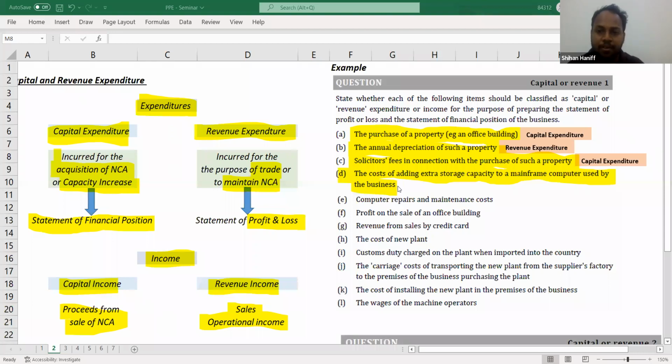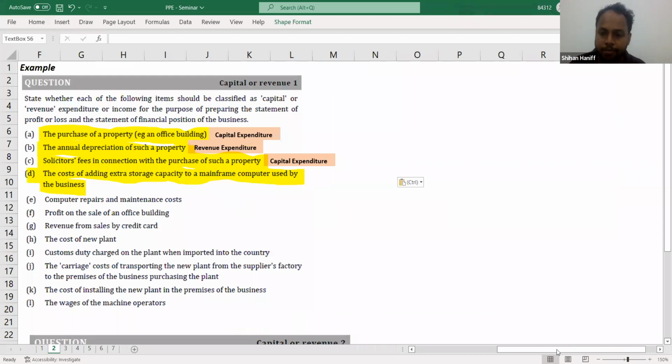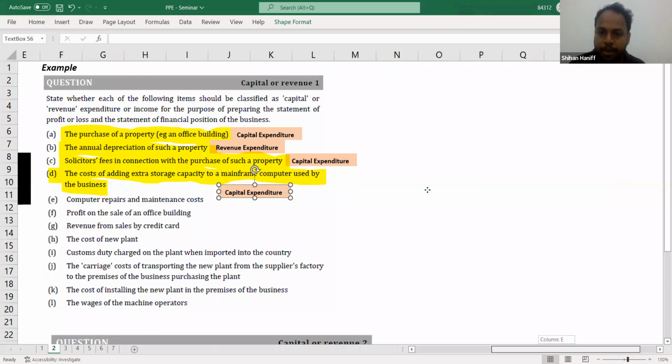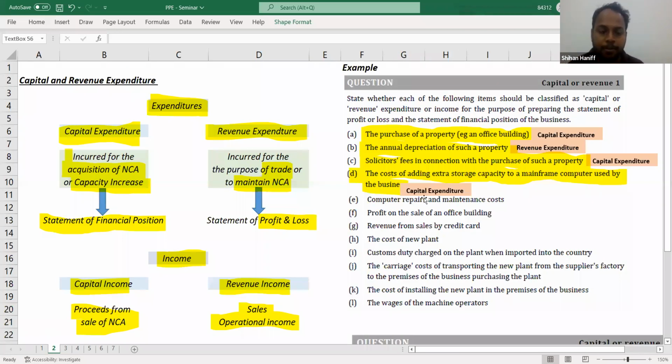Storage capacity, additional capacity. So it will increase the capacity. It directly says it's capital expenditure. This is capital expenditure. Extra capacity, so it's capital. This is very important to understand. Okay. There is a question.